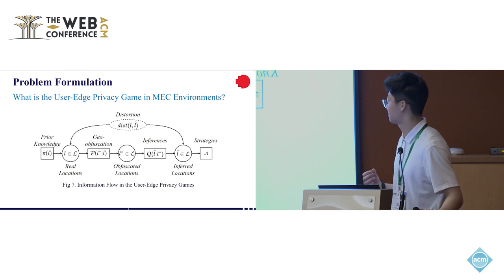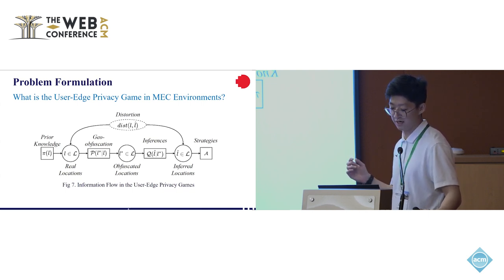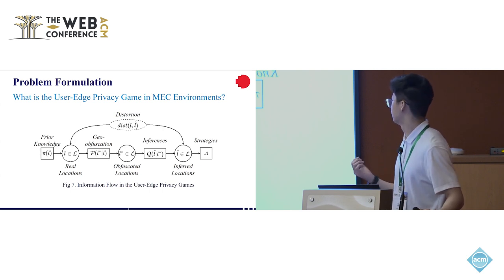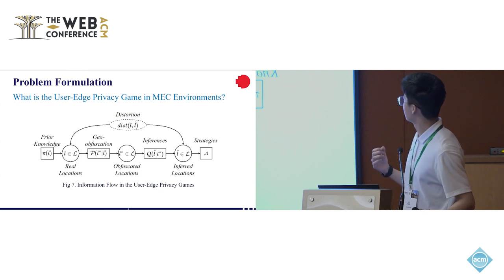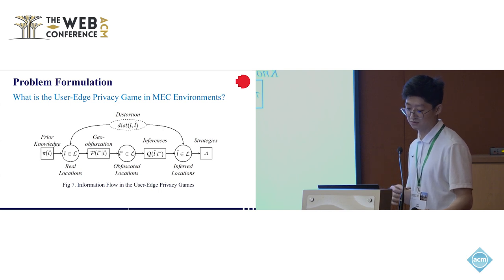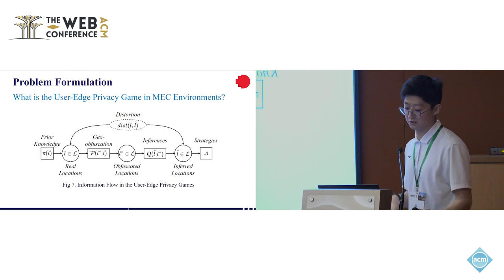So we formulate such a process as an information flow. For example, the user's real location L, by applying some geo-obfuscation methods, turns to be L star. And the servers would, based on the user's prior knowledge, launch some Bayesian inference attack to gain the user's location L hat. In this way, we formulate the distortion between his original location and the inferred location.